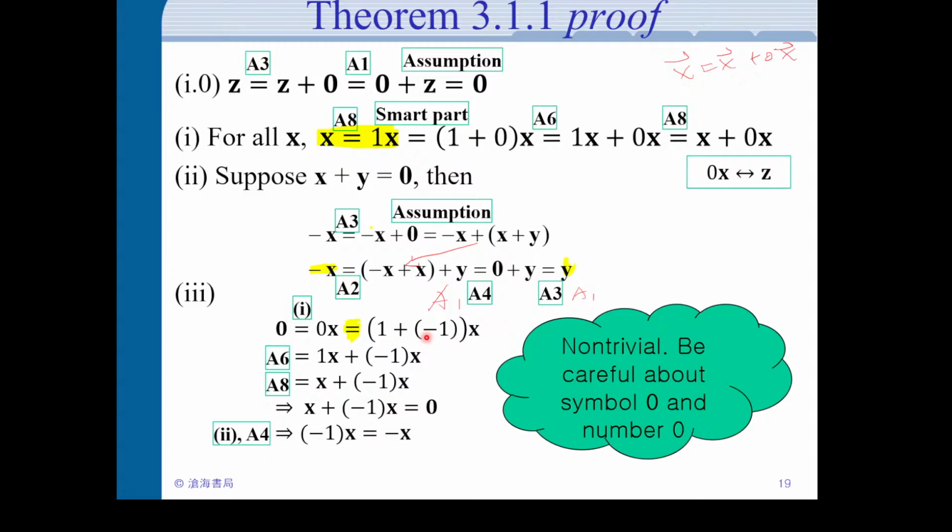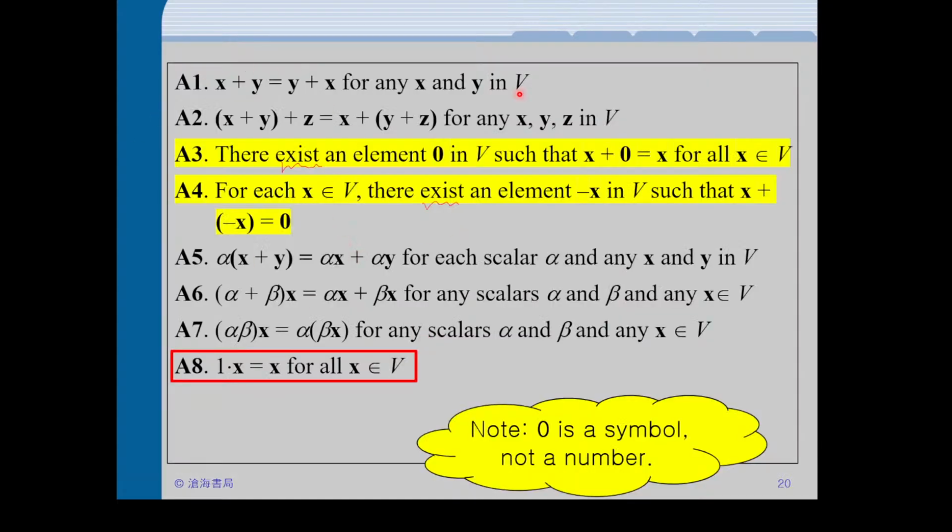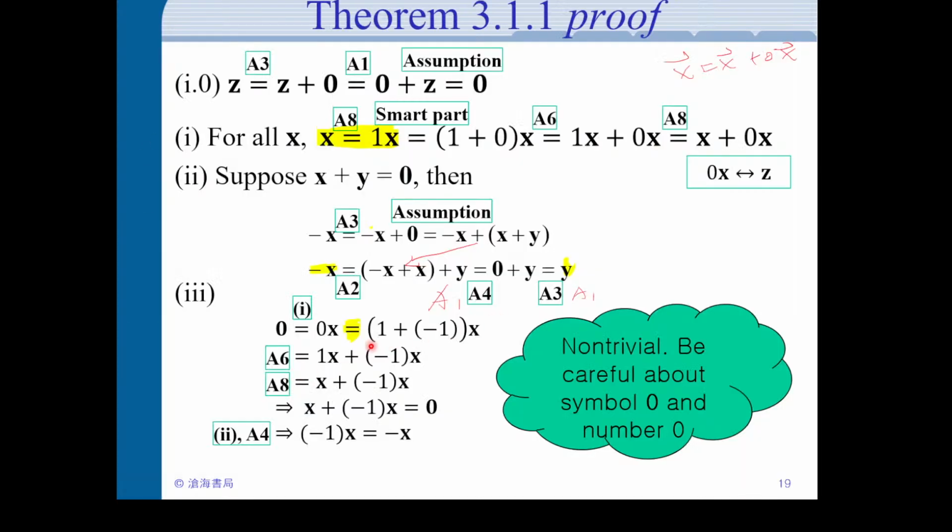This is just scalar addition. It's a property of scalar addition, not a property of the vector space. So 0 equals 1 plus minus 1. And then once again we use the distributive rule, so this equals 1x plus minus 1x, and we turn 1x into x again. So we have x plus minus 1x equals 0. The starting point here is 0, and the end point is x plus minus 1x equals 0.